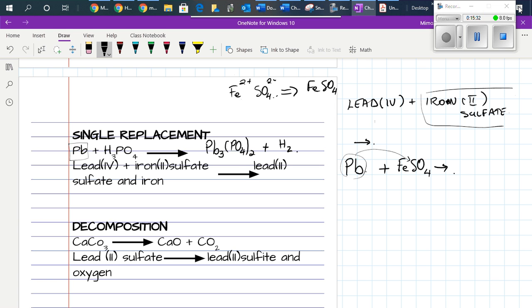Lead will be replacing the iron here, and then we will have lead, which, remember, is +4, and sulfate is still 2-. So switching and putting the coefficients down and reducing them to the lowest terms, we will have Pb(SO4)2 plus iron.